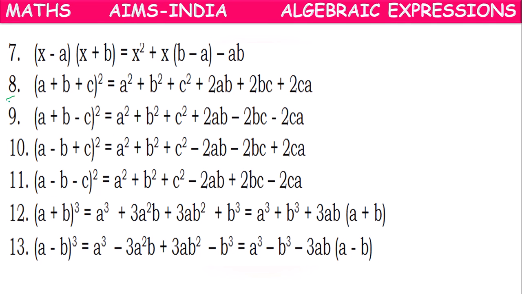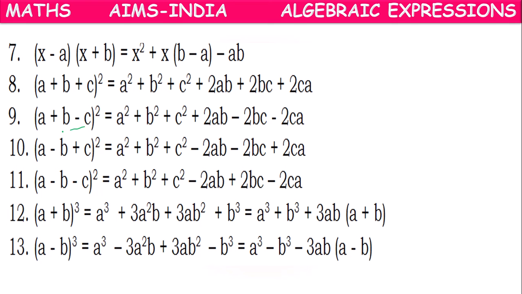Next, eighth one, a plus b plus c whole square. Sum of 3 terms and their square. So a square plus b square plus c square plus 2 into a product of first 2 terms. Next 2 into product of second and third. Next 2 into product of 1 and 3. Total 6 terms will be there.